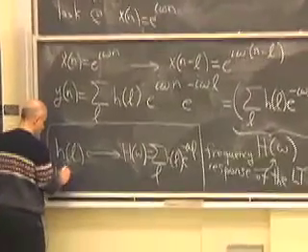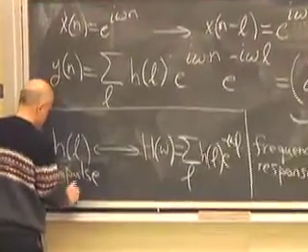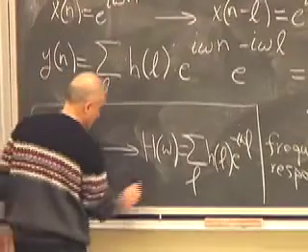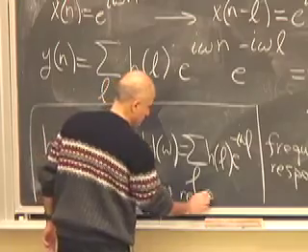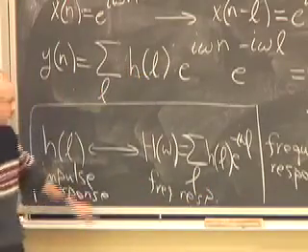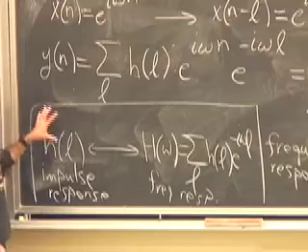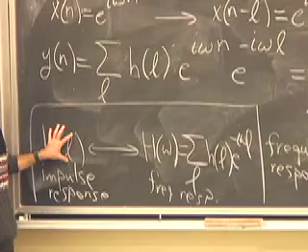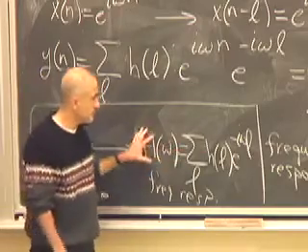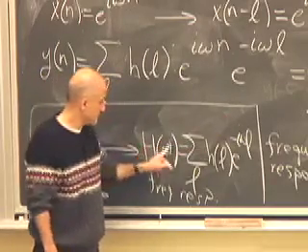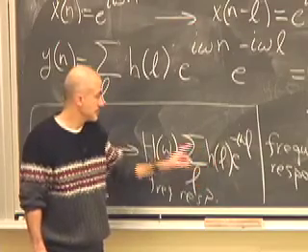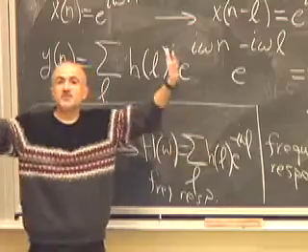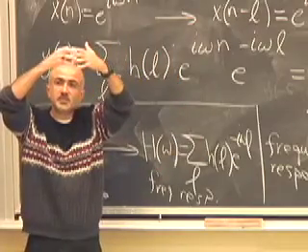Impulse response, and this is frequency response. You will learn later that this H is the Fourier transform of this h. But you don't know that yet. Right now all you know is that this frequency response is defined based on the impulse response. This is where we now have our first interface between the time domain and the frequency domain.